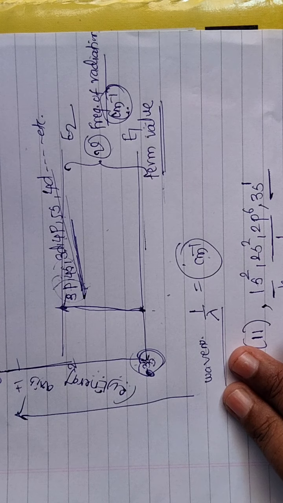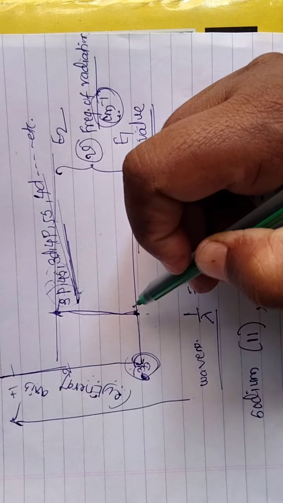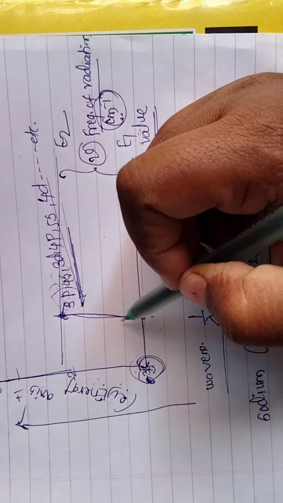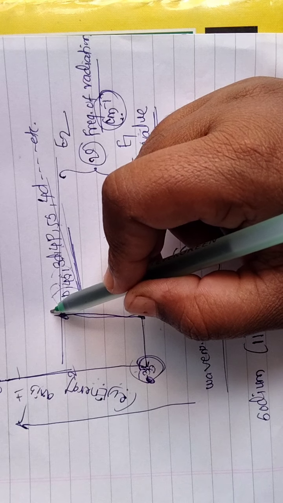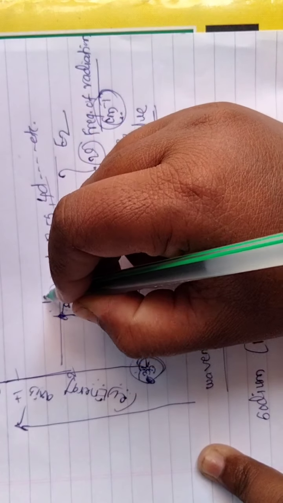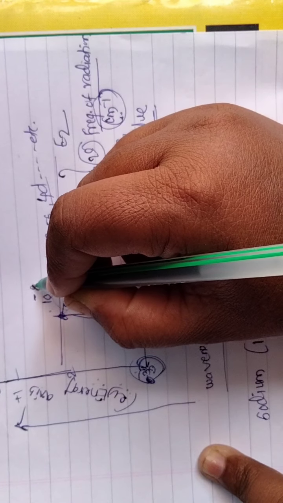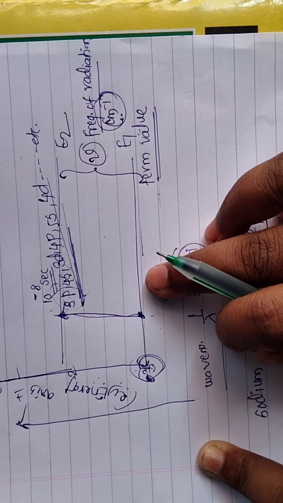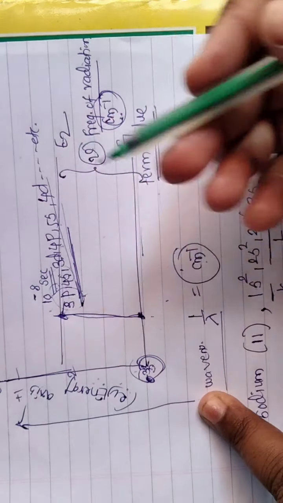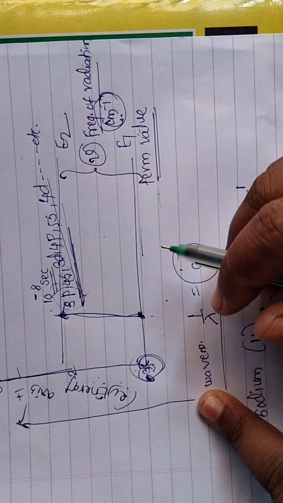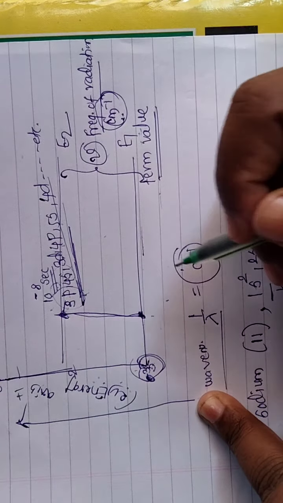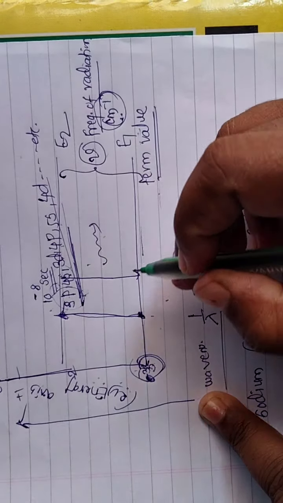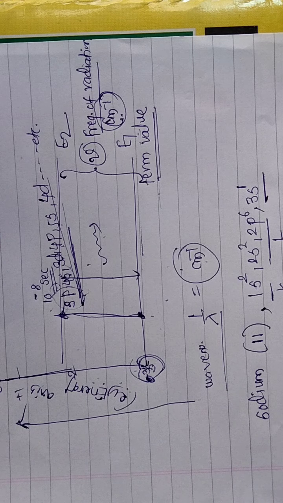When this electron returns to the ground state, here is the ground state and here is the excited state of the electron. After excitation this electron remains in this state for up to 10 raised to minus 8 seconds. After that it returns to the ground state, but while returning this electron emits energy in the form of spectral lines, in the form of various wavelengths, in the form of frequency.